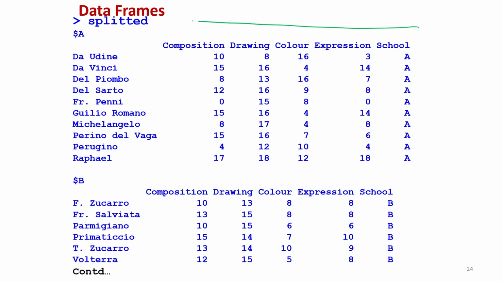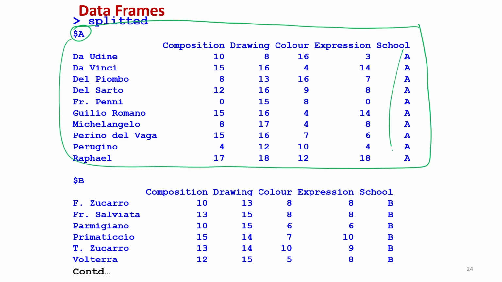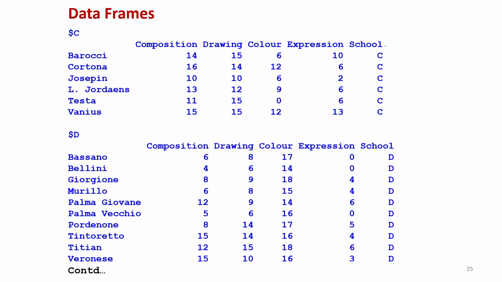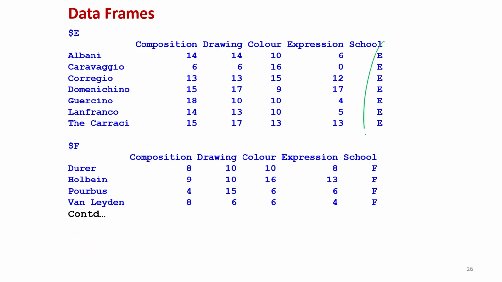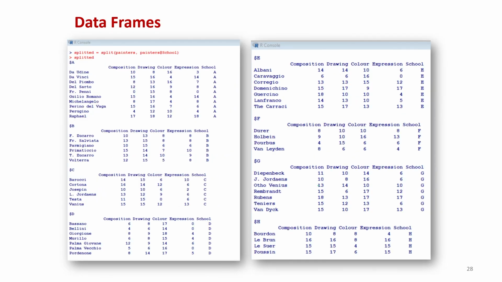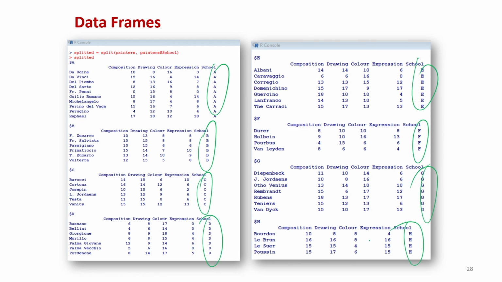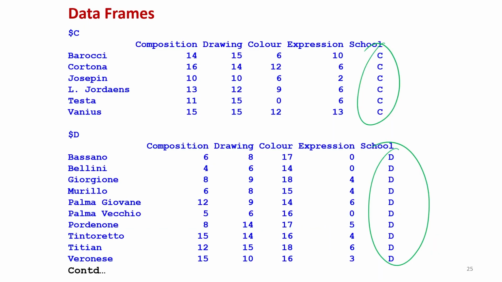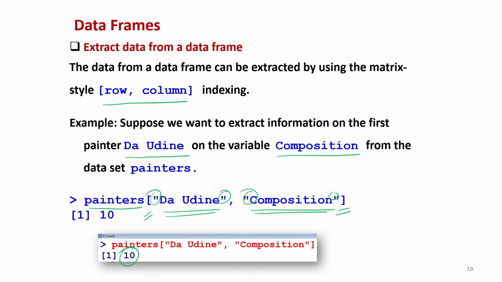This first data set corresponds only to school A. You can see here the second data set is about B, the third data set is about C, the fourth data set is about D, and then the next data is about E, then F, then G, and here H. And all these things you can see in this screenshot: A, B, C, D, E, F, G, H. Right.